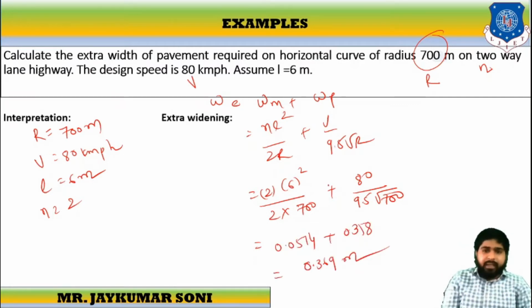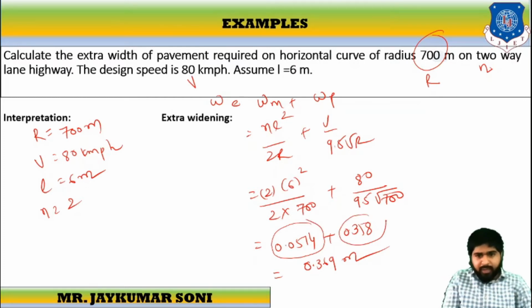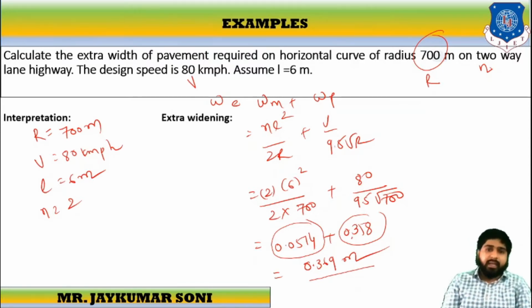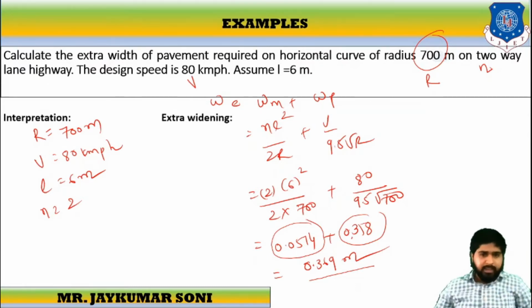So after calculating, this part will have 0.0514 and this will have 0.358. And if we add both these values, we will get 0.0369 meters. See, we do not have to write any kind of IRC recommendations over here because it is not asked. So this is one of the basic examples. I hope you have understood the concept.